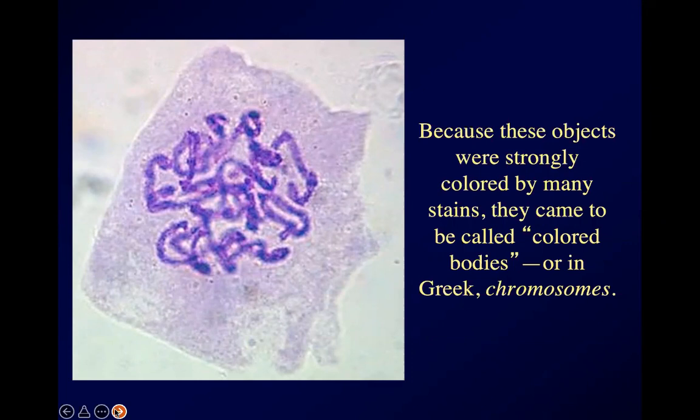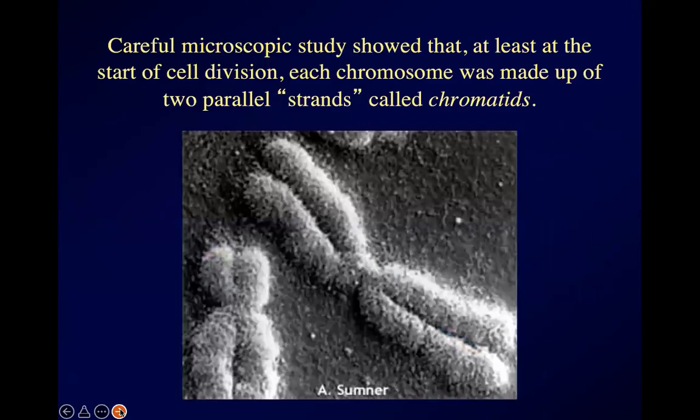You may have heard of chromosomes. Well, this is what they are. They are these stringy things that appear and move around when one cell divides into 2, and this is what they look like. This picture was taken by a type of microscope that wasn't available in the 1800s. It's called a scanning electron microscope.